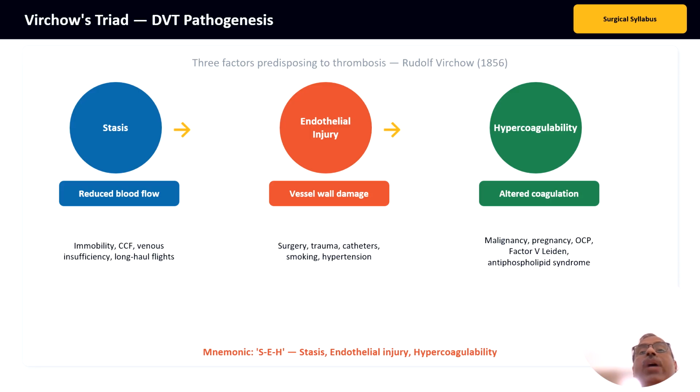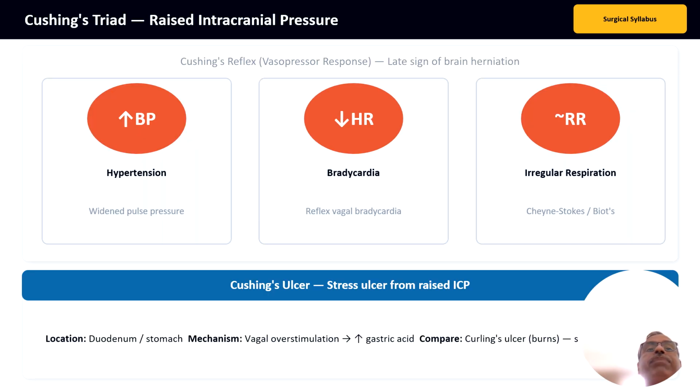And then we have a hypercoagulable state or altered coagulation, which can occur in conditions like any form of malignant conditions, pregnancy, patients on prolonged oral contraceptive pills, antiphospholipid syndrome. So these three, the stasis, the endothelial injury, and hypercoagulability, would be very important factors in the pathogenesis and leading to the development of deep vein thrombosis. As a mnemonic you can have SEH: stasis, endothelial injury, and hypercoagulable state.